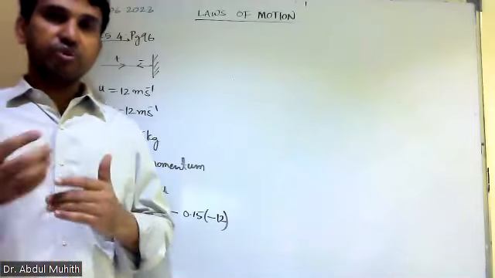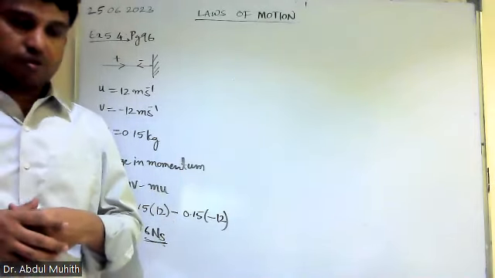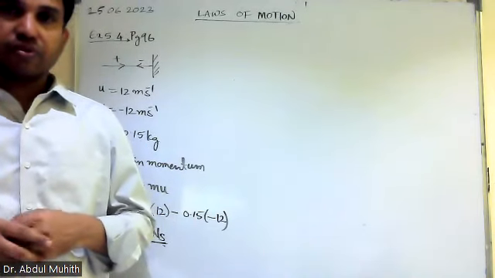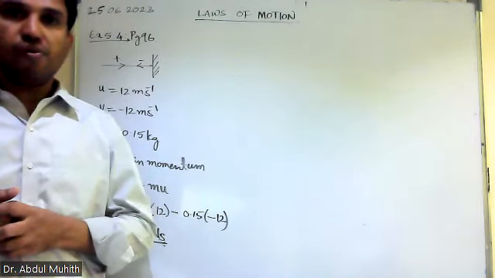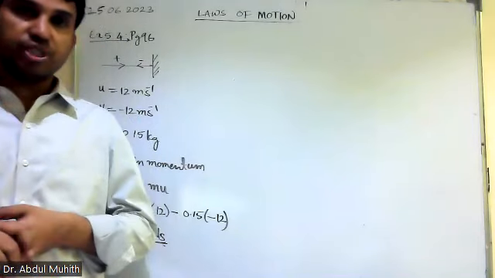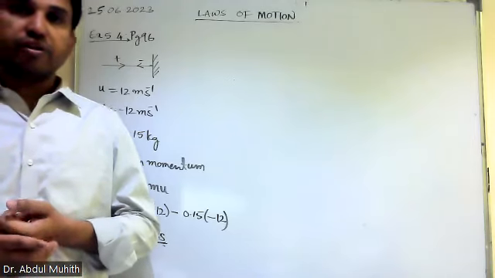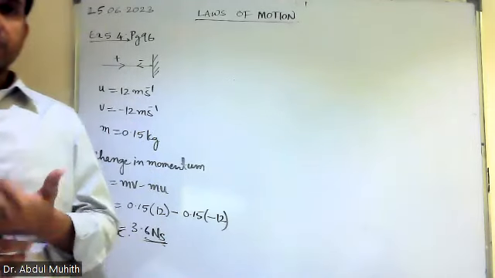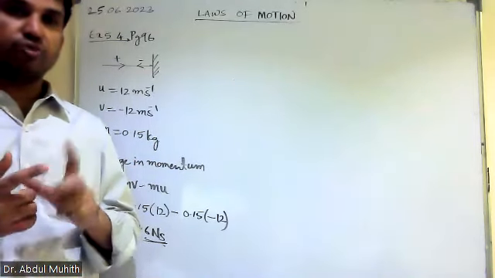So now come to inertia. What is inertia first of all? Inability of the body to change its state of rest, motion or direction is known as inertia. How many types of inertia do we have? 3. What are they? Inertia of rest, inertia of motion, inertia of direction. Very good.